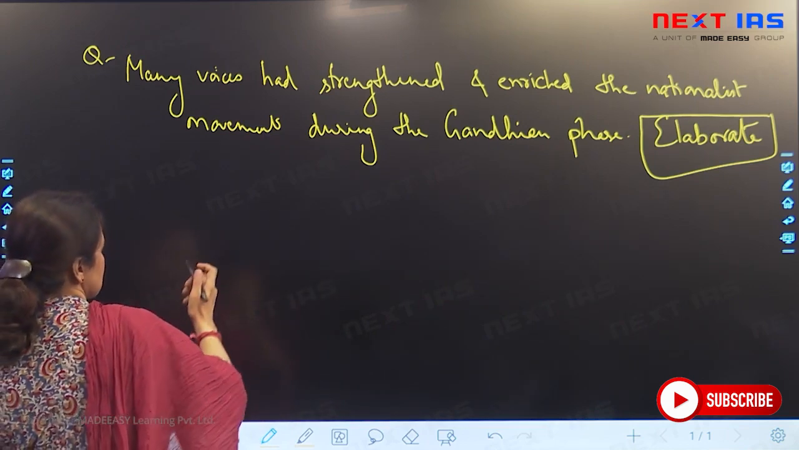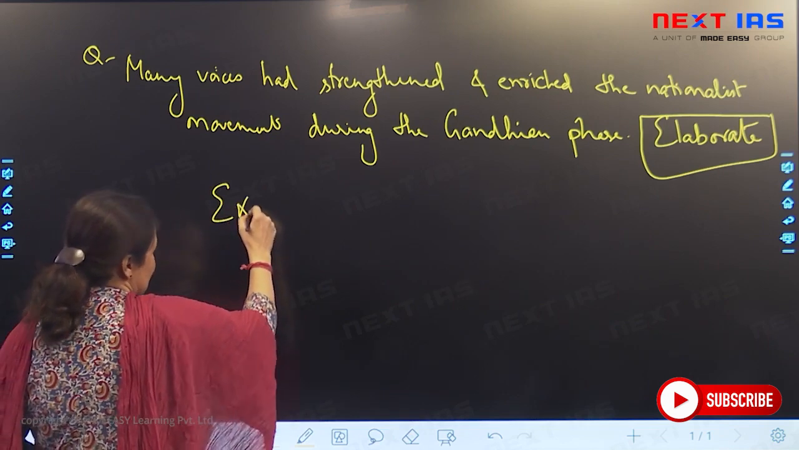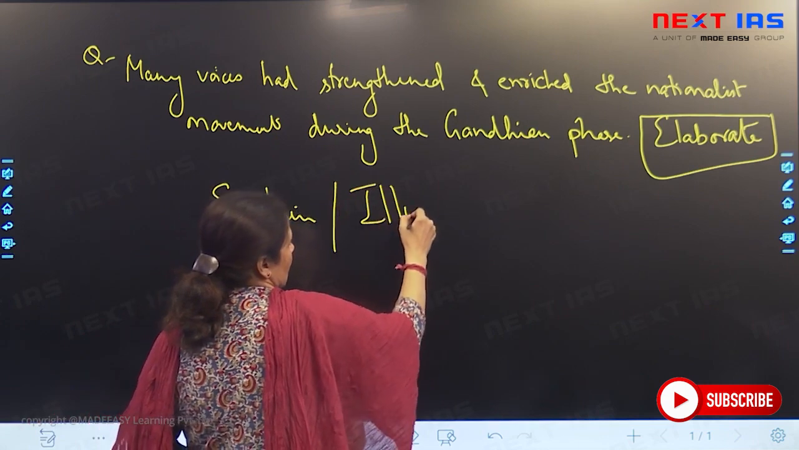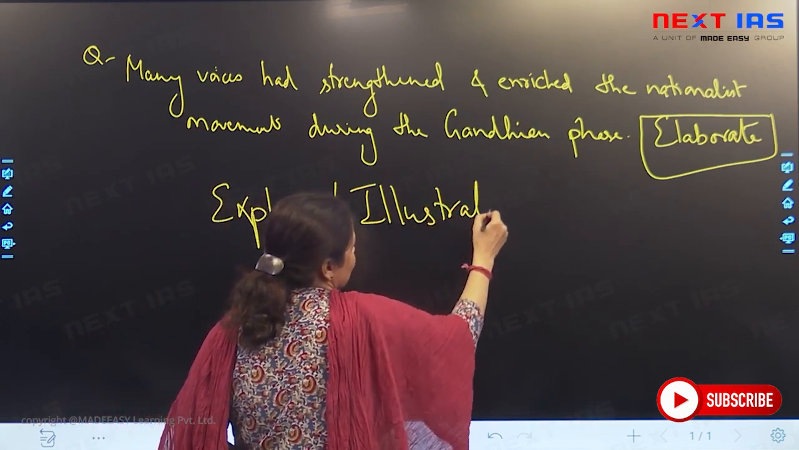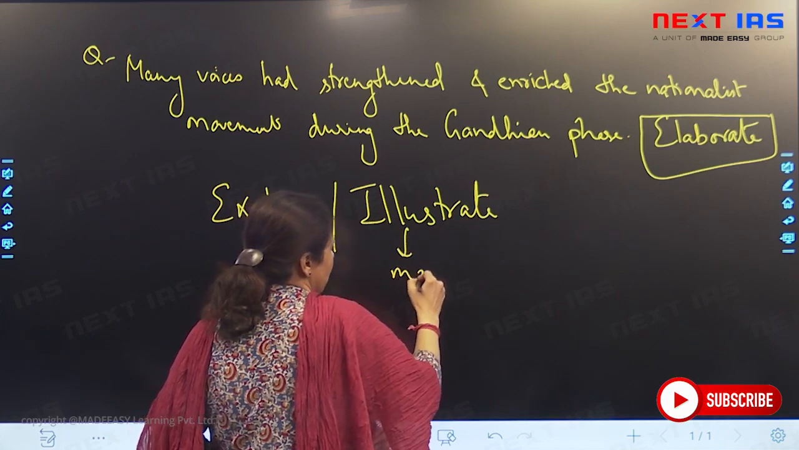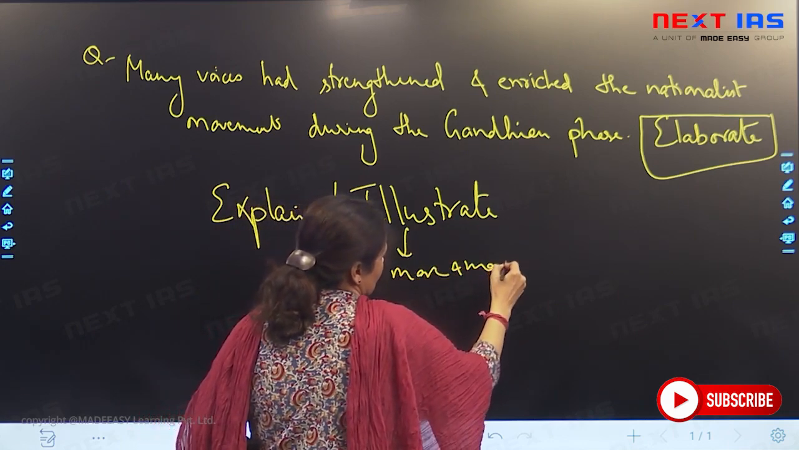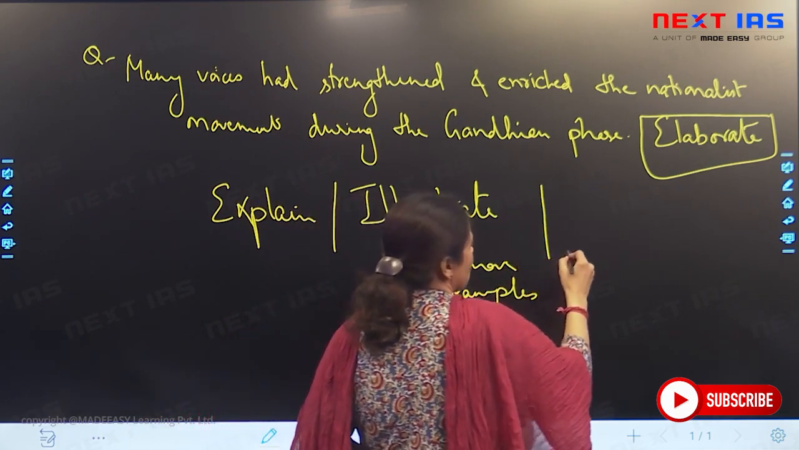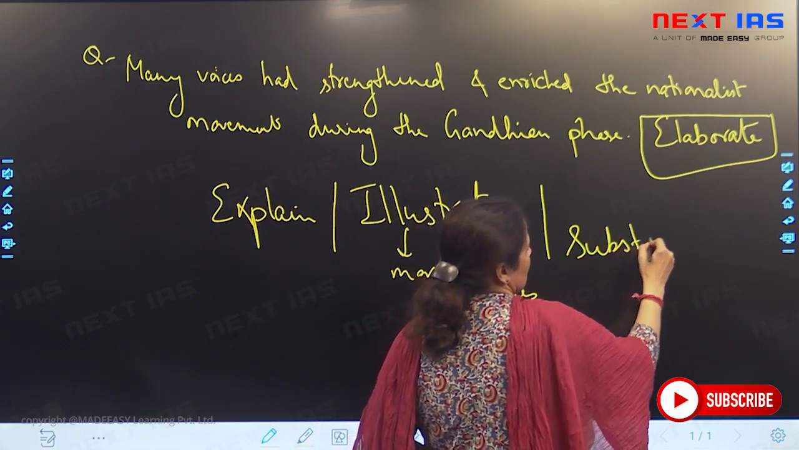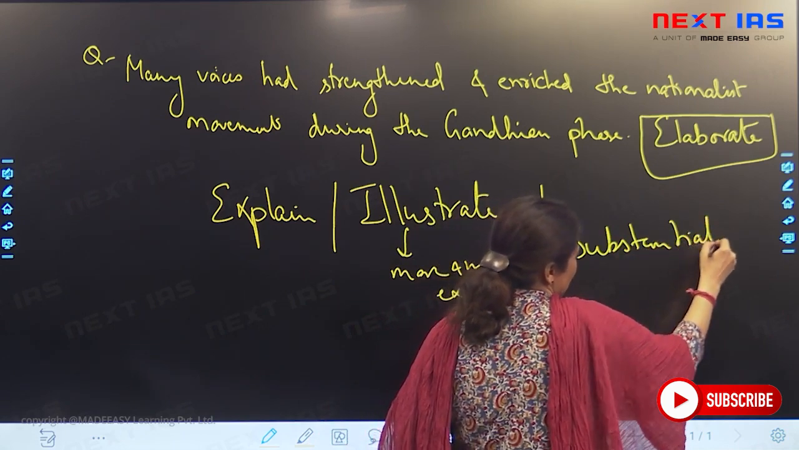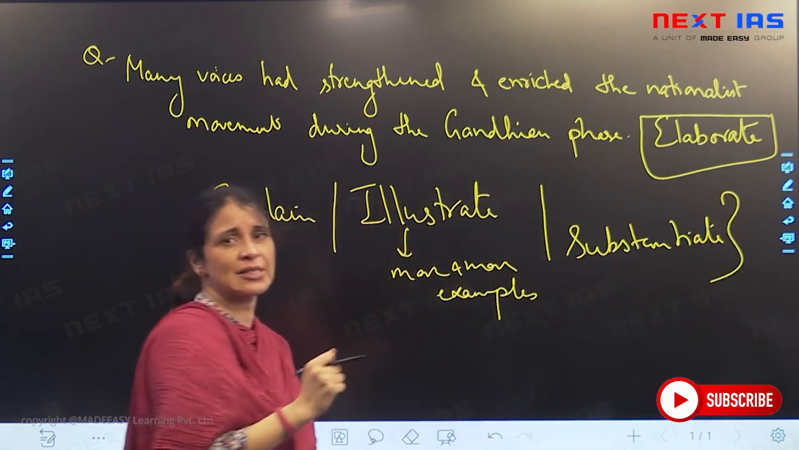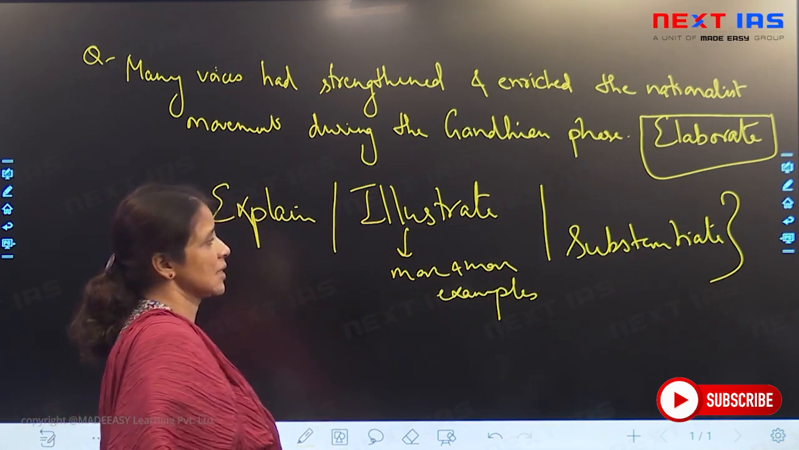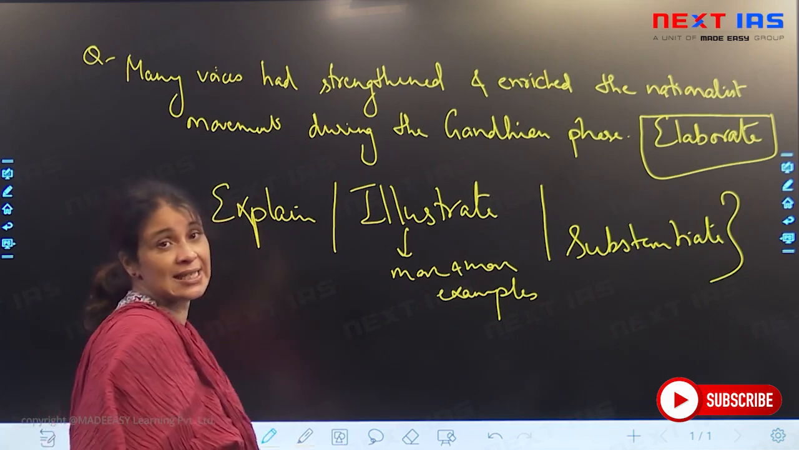So elaborate is like elaborate, explain, similar words are there. Illustrate. Illustrate means you have to give more and more examples. Similarly, आपको जो है substantiate also, it is like this is the statement, now you substantiate. So here you have to give your facts, figures, examples. So elaborate करने का मतलब है विस्तार से बताओ.